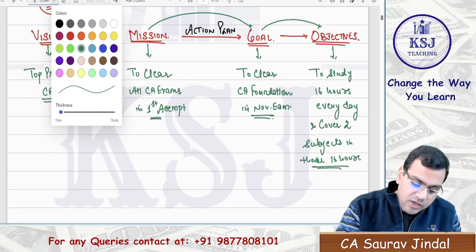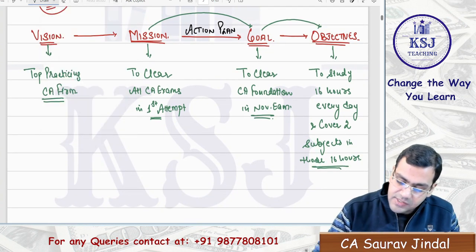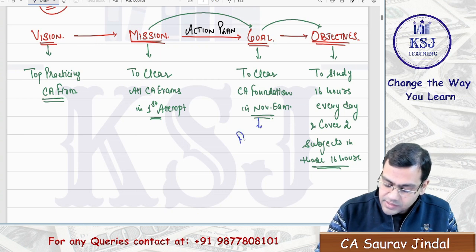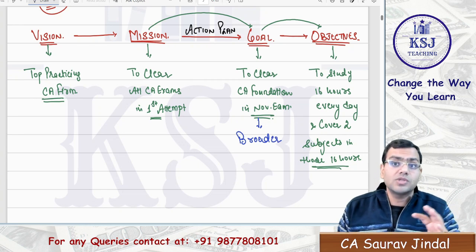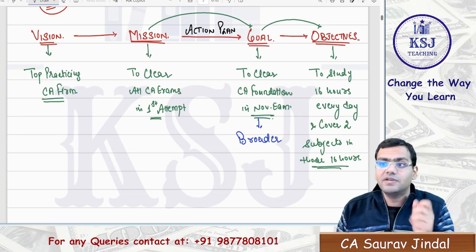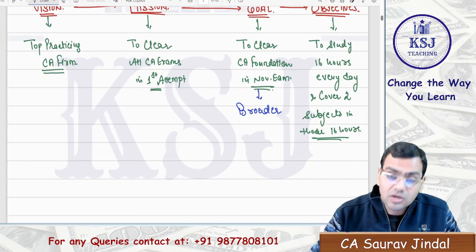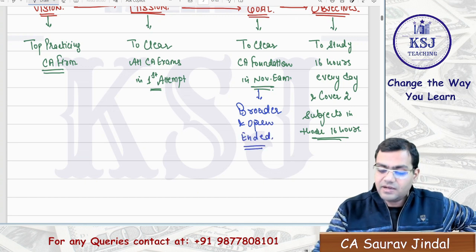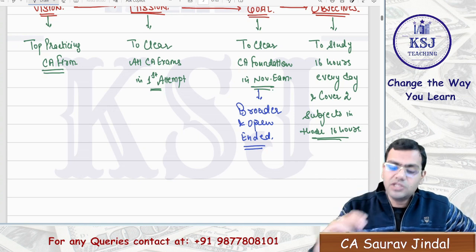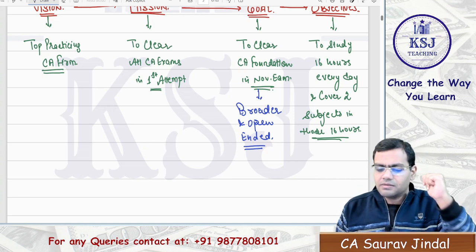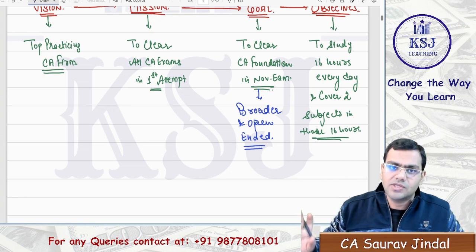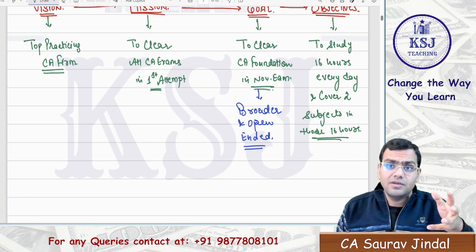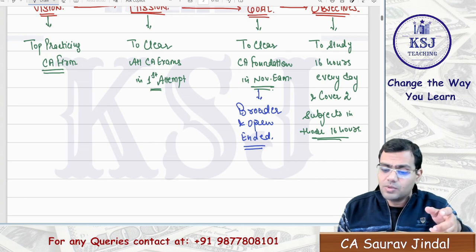So that is why the goal is what? We call it a broader term. Although goal and objective are used interchangeably, there is a slight difference between the two. The goal is broader and open-ended. So there are no definite deadlines which you are setting in the goal. The only thing is, you want to clear CA Foundation in the November exam. That's it. Right? That is open-ended. You are open to, for example, if anything happens, you can shift it to May.